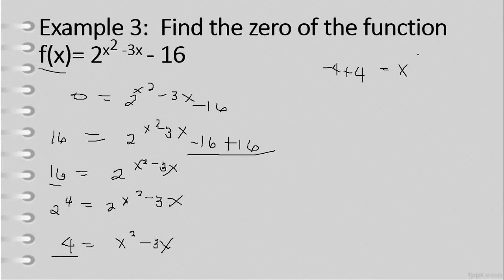Equal to x squared minus 3x minus 4 equals 0. So x squared is equal to 3x minus 4. Then let's factor, x times x. Two numbers that multiply to give 4, we have 2 times 2.